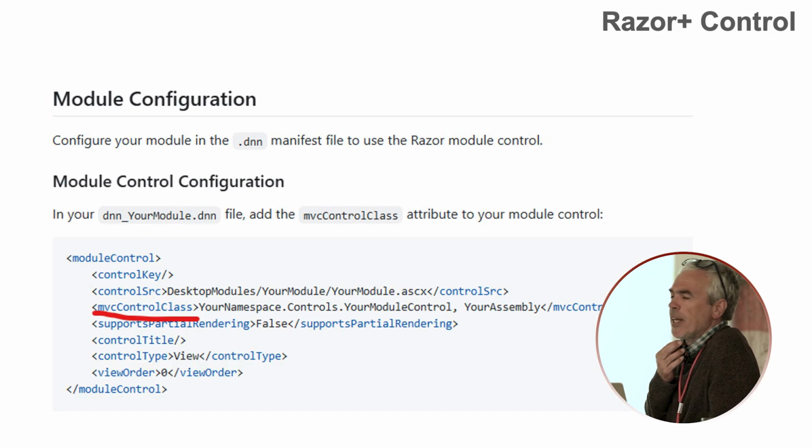Once you create your class, you have to define your class in the module manifest. I showed it already before. Is that clear? It's really a lot like the old MVC module as well.